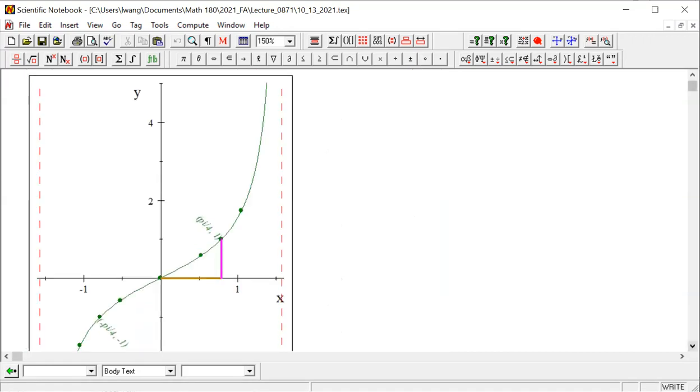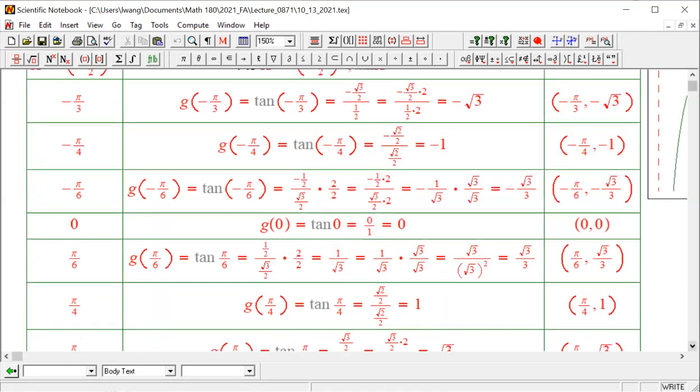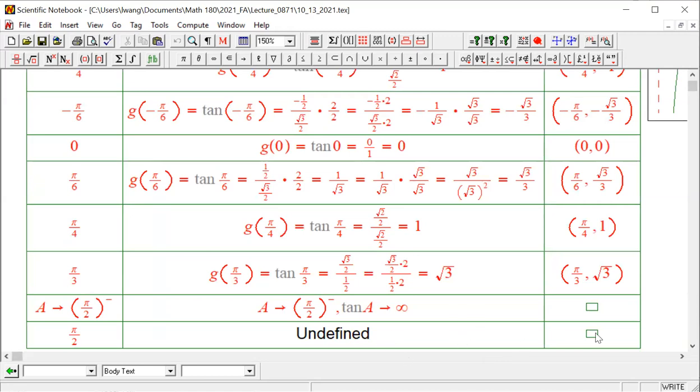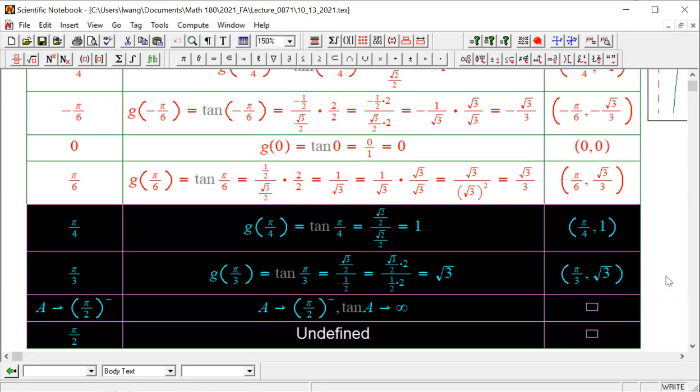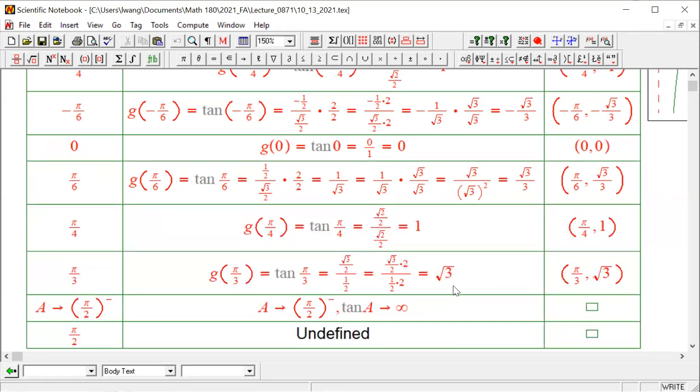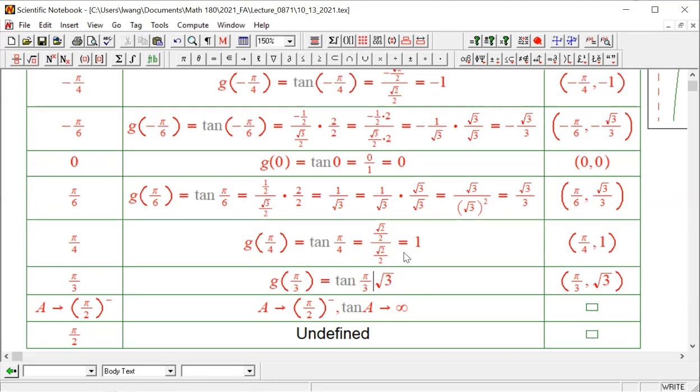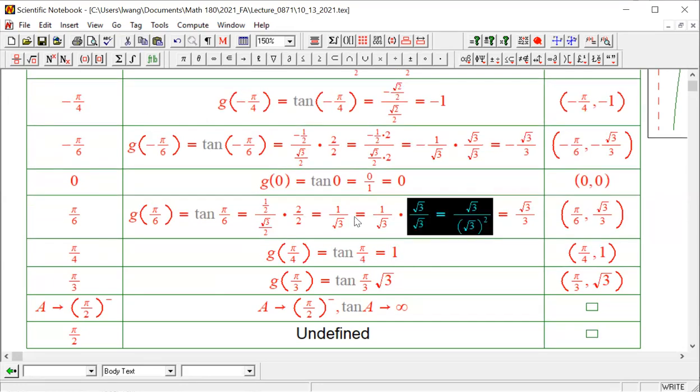Now, to make that table, we're going to go back here. This is the table we did for g. I'm going to make this table a little bit smaller, because otherwise it's just too crowded.